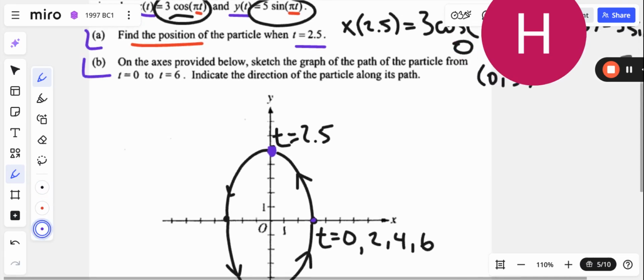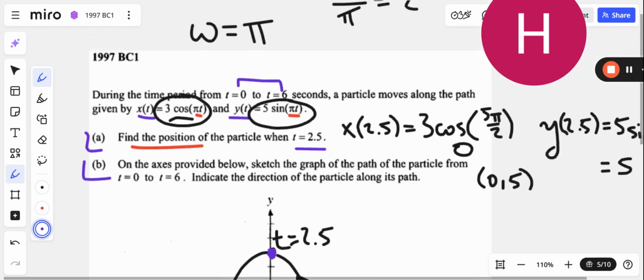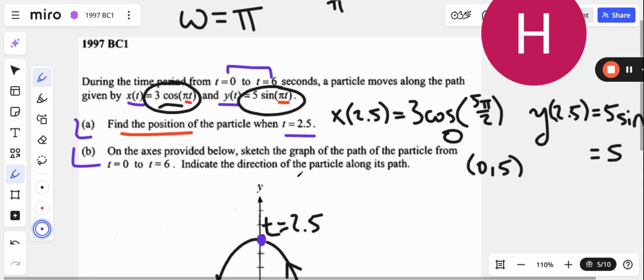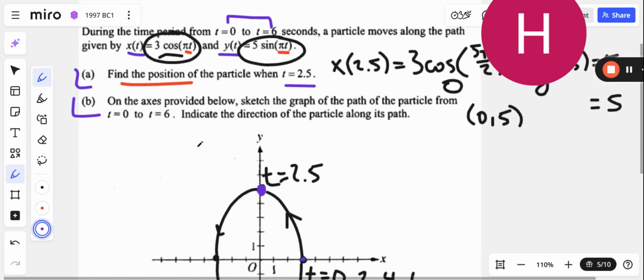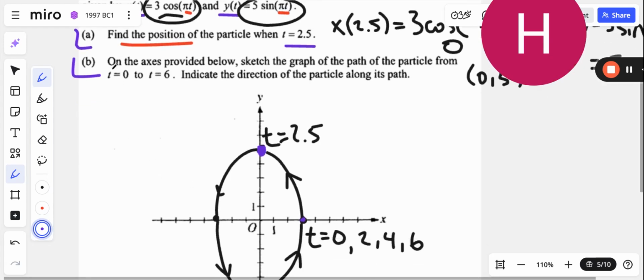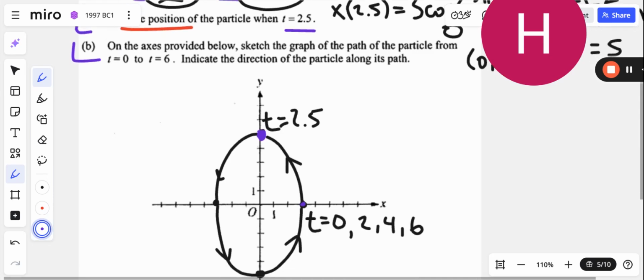Okay, part B. On the axes below. Oh, well, look at that. I wasn't even looking at that, to be honest. I haven't read these parts of the problem, so I'm just kind of solving it along with you. Yeah, I mean, I knew I was going to have you sketch it at some point, but I didn't realize it was part B. Sketch the graph of the path of the particle from 0 to 6.